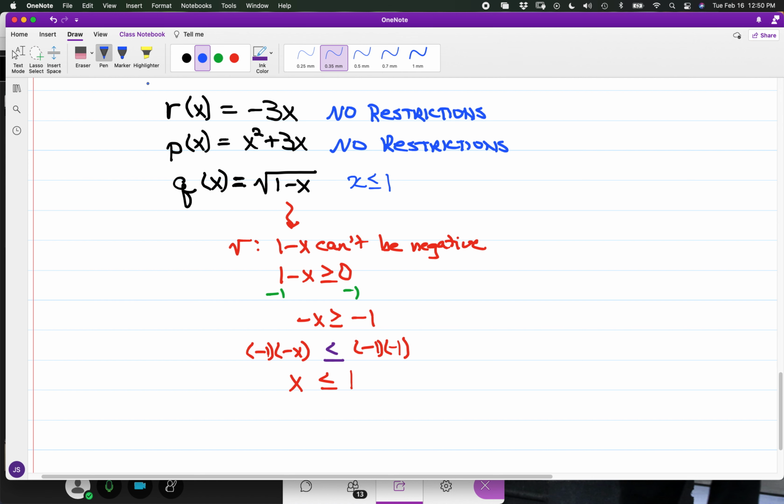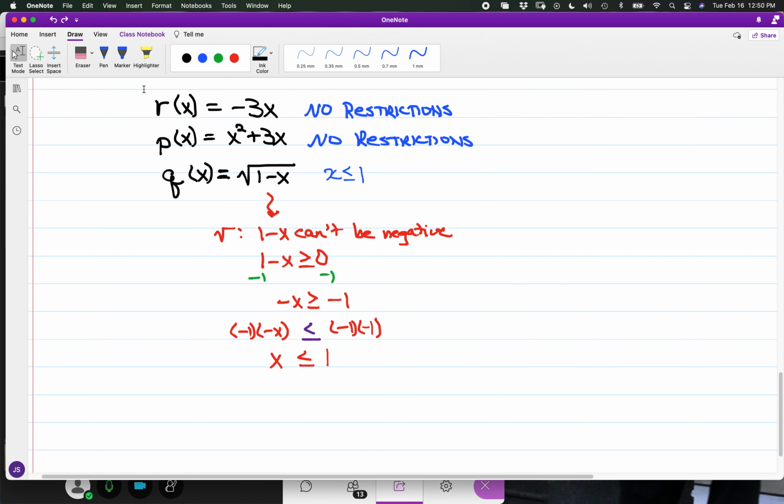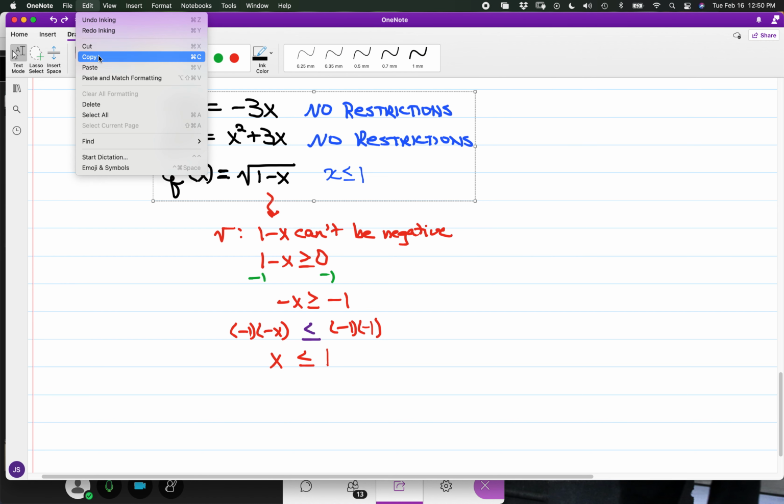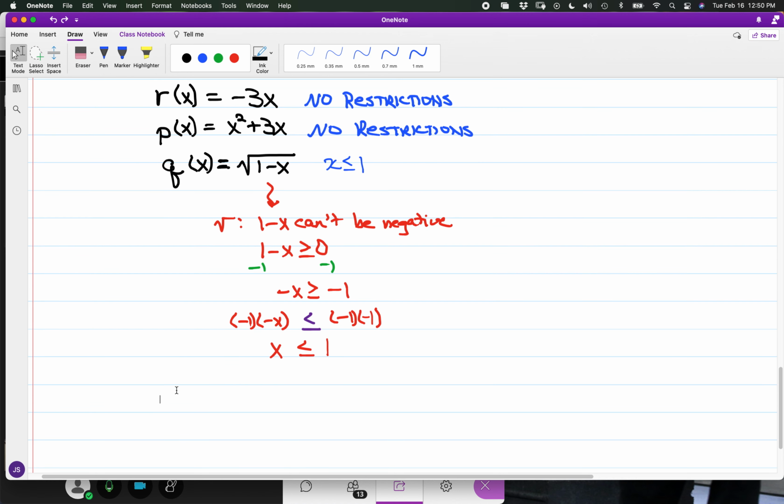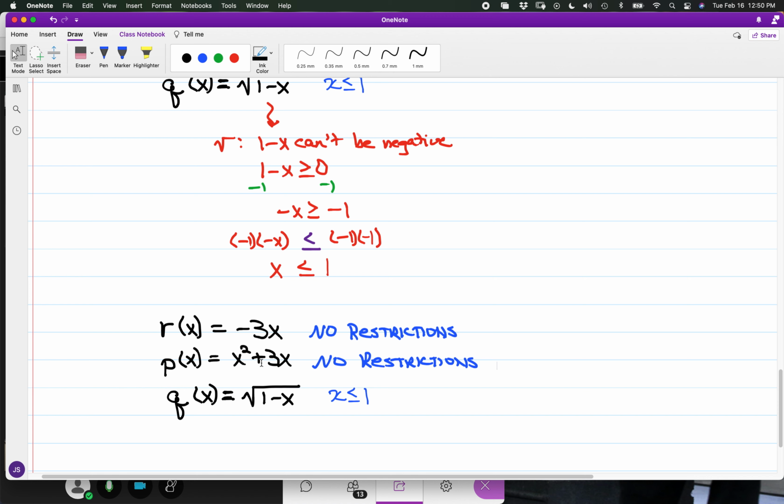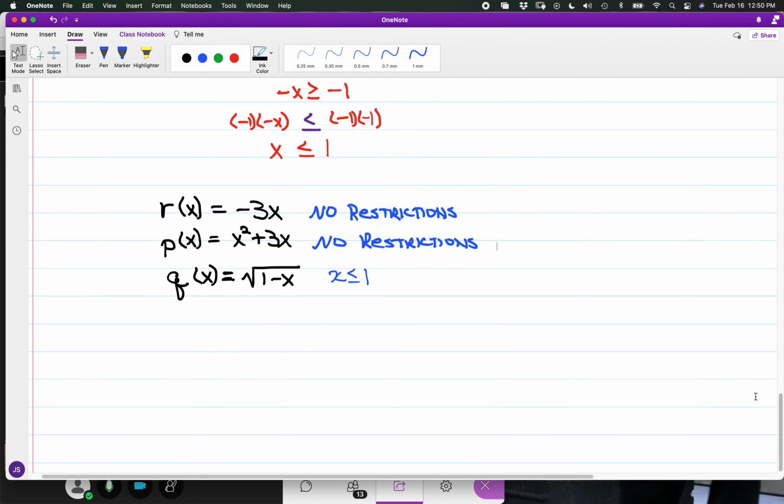Once again, in the lineup: r of x, no restrictions. P of x, no restrictions. Q of x, x is less than or equal to 1.